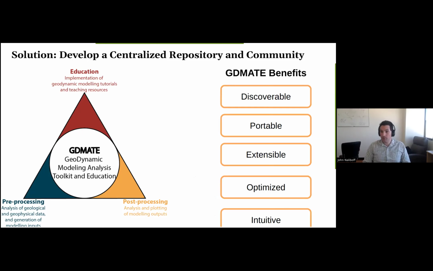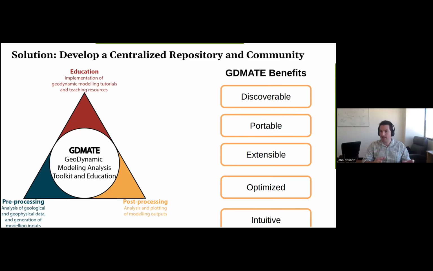It would be discoverable, so it would be easy to find existing code that people have written and contribute to the repository, rather than searching Zenodo or supplemental materials. It would be portable, so you could use it on different operating systems and different computer architectures, from your laptop all the way up to an NSF-style supercomputer. It would be extensible. One of the key components of the design we have in mind is that people can easily add to it.